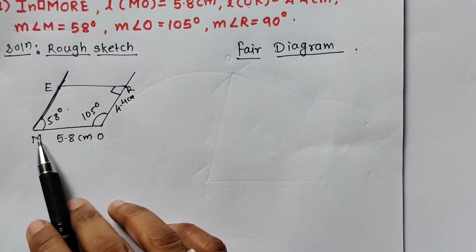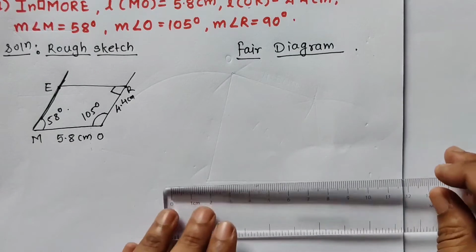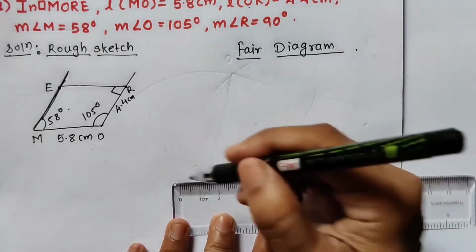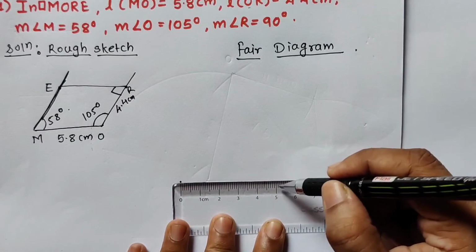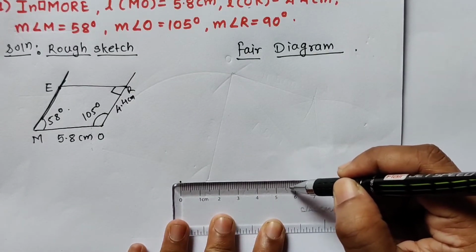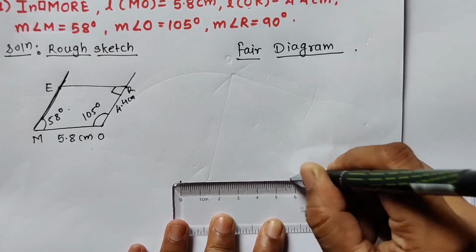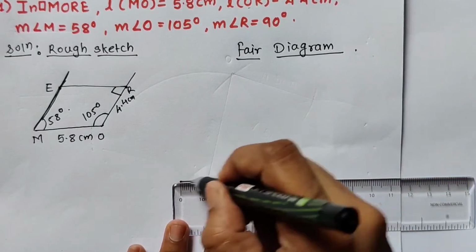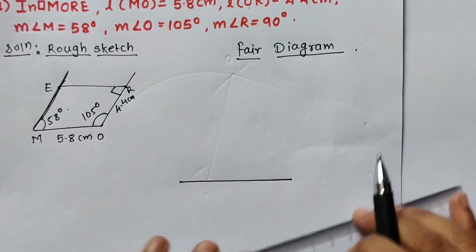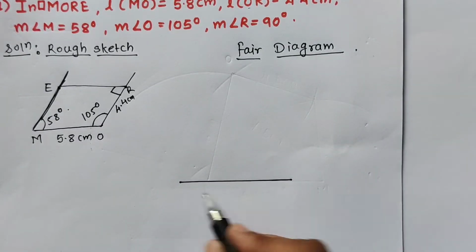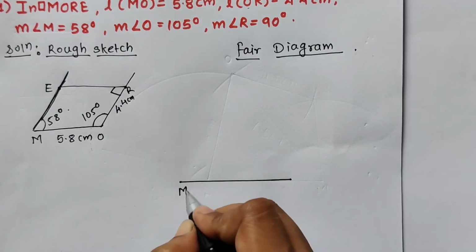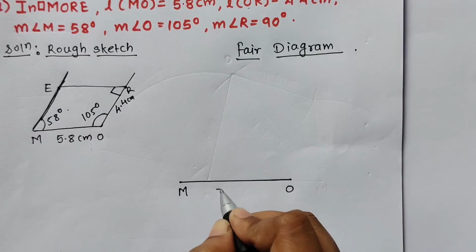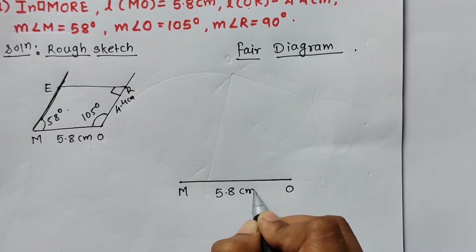So first we are going to draw this base side MO, which is 5.8 from 0 till 5.8. After 5, 8 lines. See 8 line properly. 5, 6, 7, 8 here. So from 0 to 5.8 I have drawn a segment. This is a segment because both the side points are there. So this is known as segment. MO is a segment of 5.8 centimeter length.